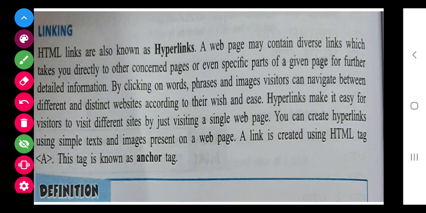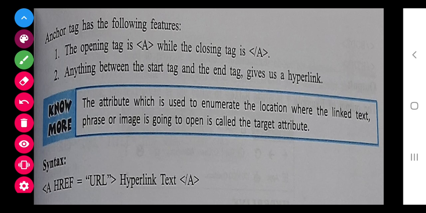So class, in this, for hyperlinking, there is a tag used, is the anchor tag, that is a tag, and this tag is also having some attributes to work with, so that we are going to study. So class, it needs the opening tag and the closing tag. So this is a container tag.